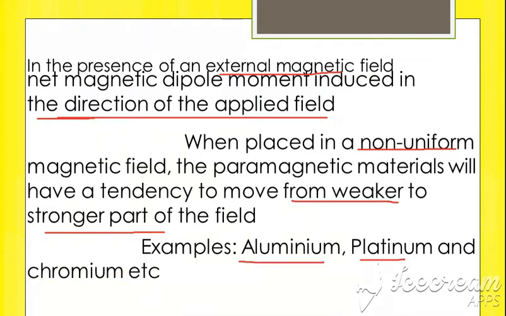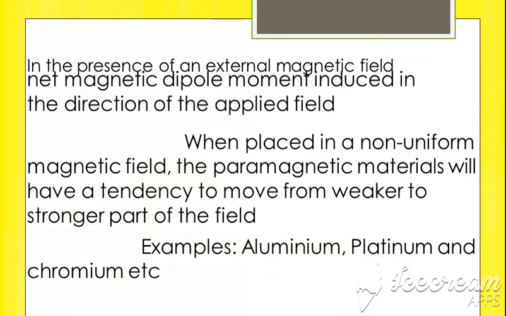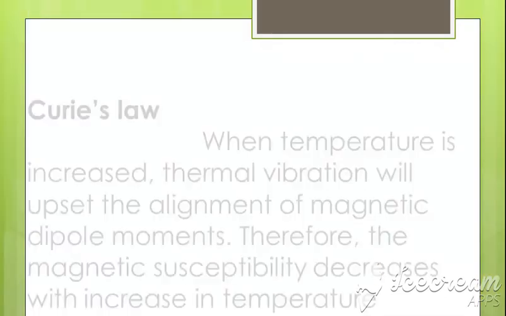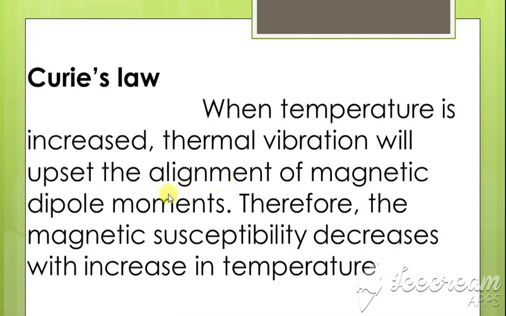Okay, so clear with the properties of paramagnetic substances. Next, we are going to see what the properties of ferromagnetic substances are. Before that, whenever you are seeing paramagnetic substances, we have a law which is important, because we have seen that it is inversely proportional to temperature. So when the temperature is increased, what happens? There is thermal vibration. So there is a vibration happening.